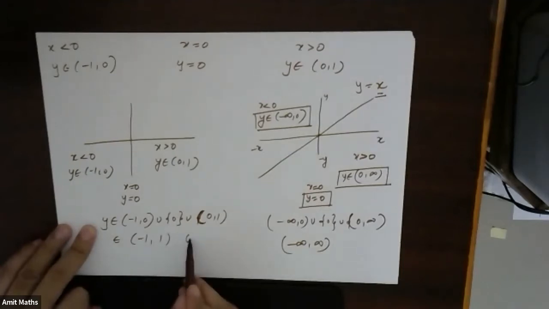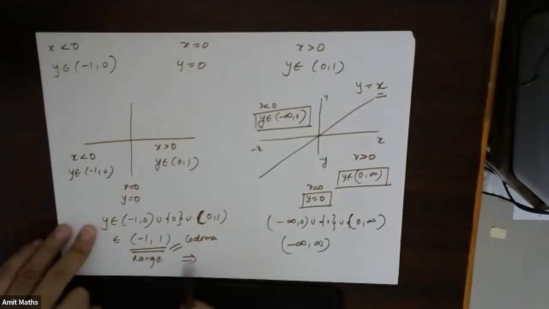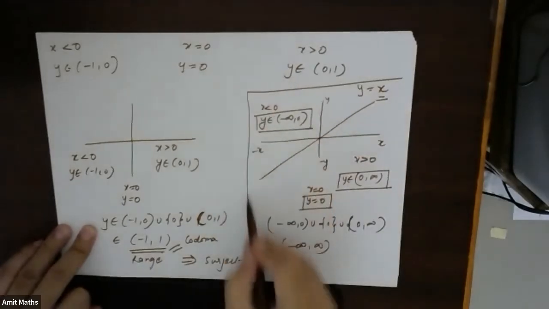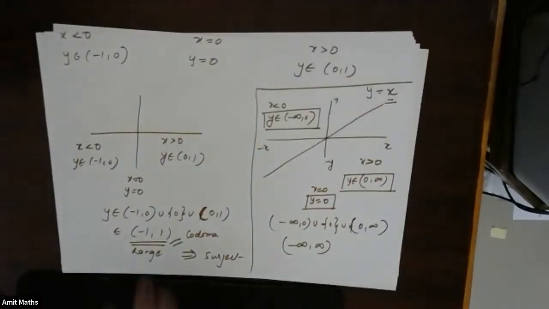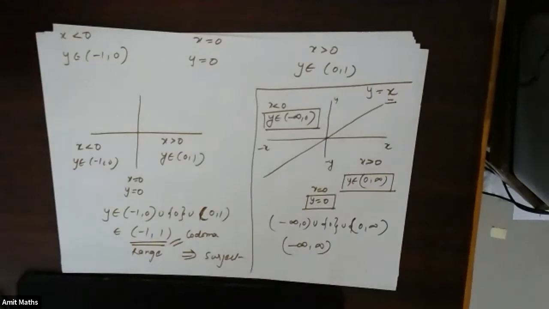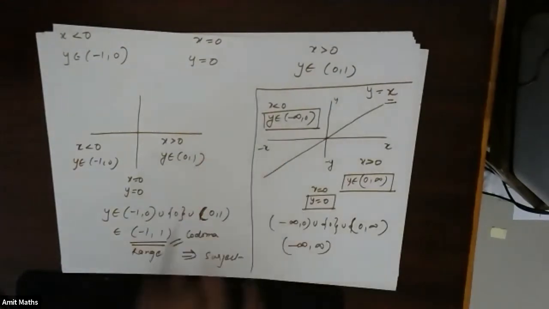And this was the codomain. From here I'm getting the range equal to the given codomain. So that means this is surjective in nature. That is why I'm getting the surjective nature proof. Just look at it and then we move on to the next question.